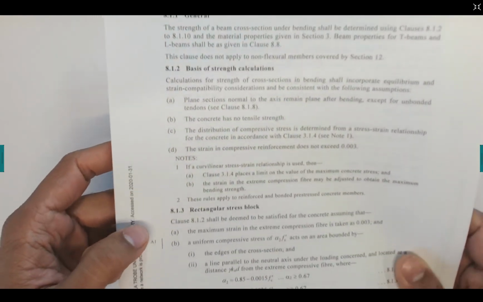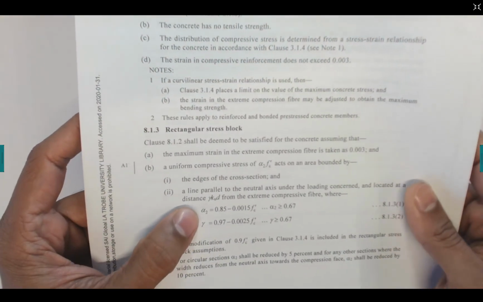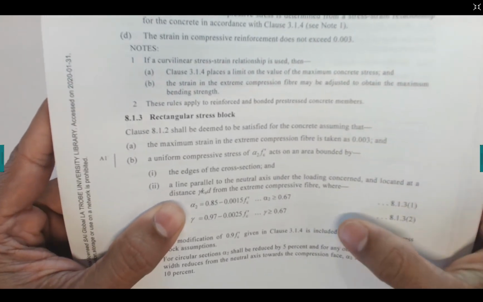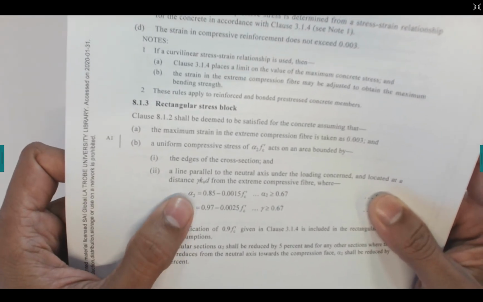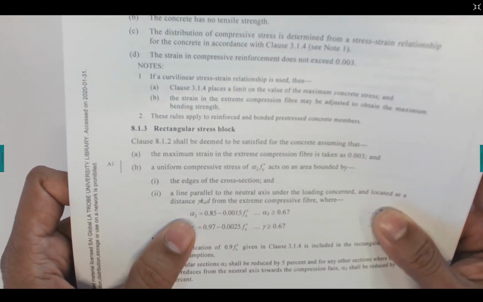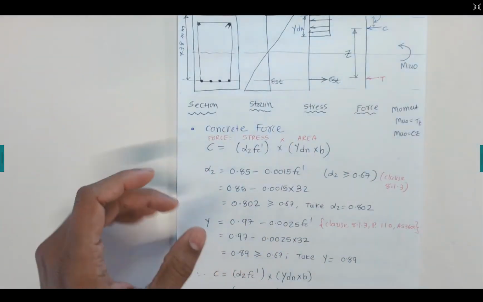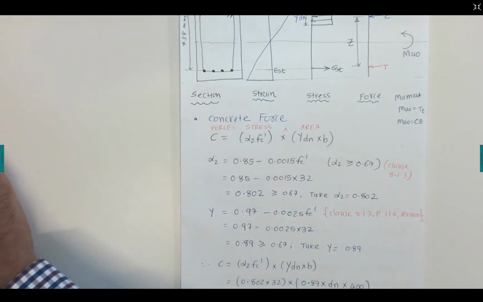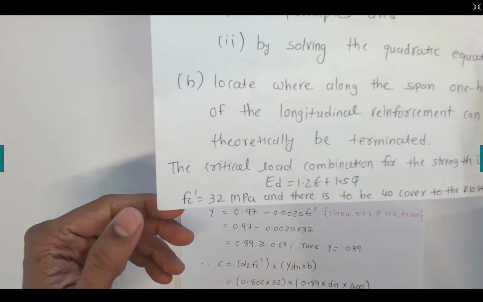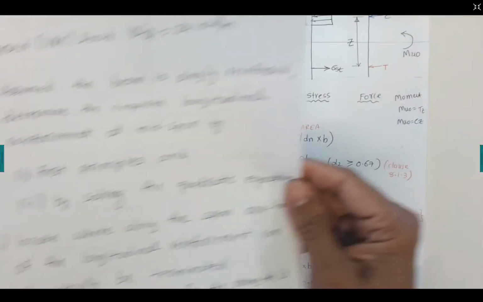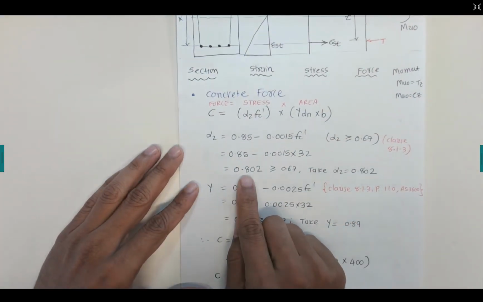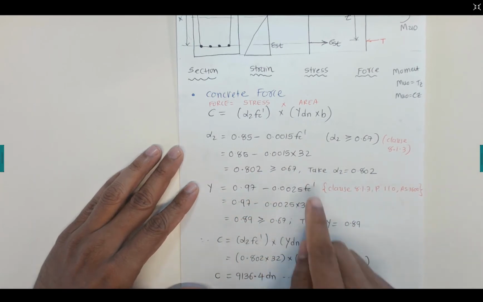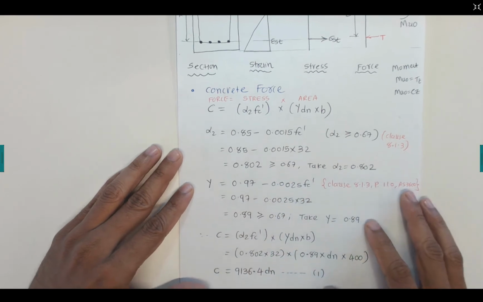That is here, and clause 8.1.3 gives the alpha 2 value as 0.85 minus 0.0015 fc'. Now in this case alpha 2 should be greater than or equal to 0.67. Substitute the fc' value, the characteristic strength, which is 32 megapascals, given in the question. That simplification gives 0.802, which is greater than 0.67, so we can take 0.802. If it is less than 0.67, we need to take 0.67.